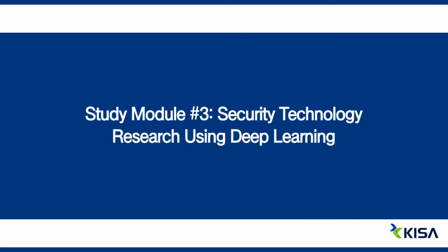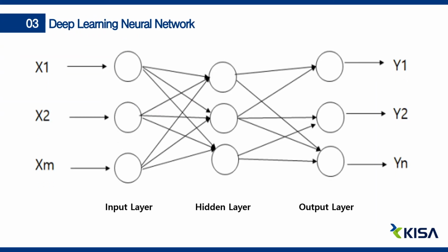This slide introduces the third study module, security technology research using deep learning. Deep learning, a model evolved from machine learning, is an artificial intelligence technology that allows computers to learn like humans by combining more active unsupervised learning with existing supervised learning that requires human intervention. This slide shows the structure of a deep learning neural network in which the input layer and the output layer are connected through a hidden layer.